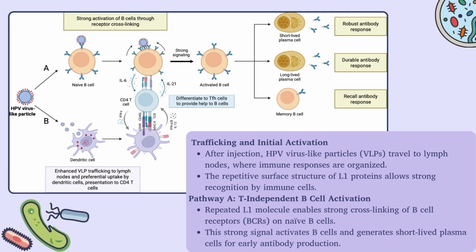When several BCRs are engaged simultaneously, the activation signals become much stronger. This type of activation can occur without the help of T cells. Through this pathway, some B cells quickly differentiate into short-lived plasma cells. Plasma cells produce antibodies, providing early short-term protection. There's also a second pathway.